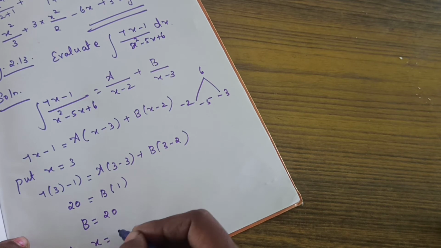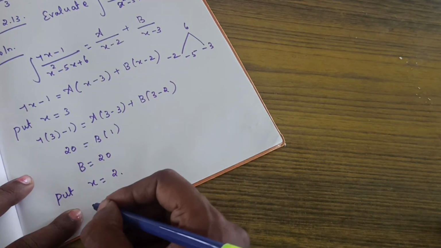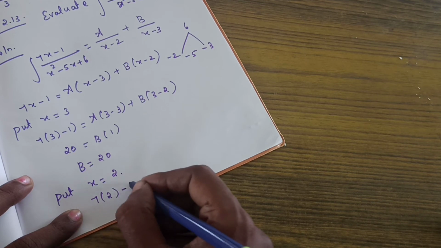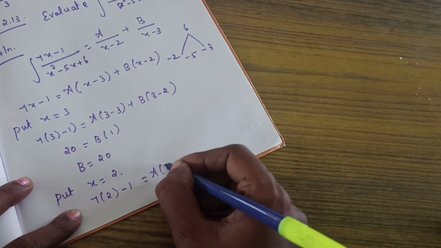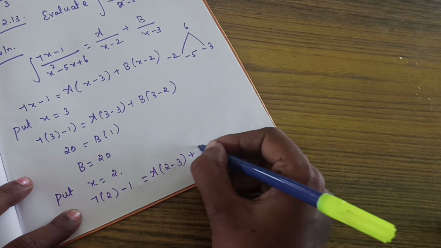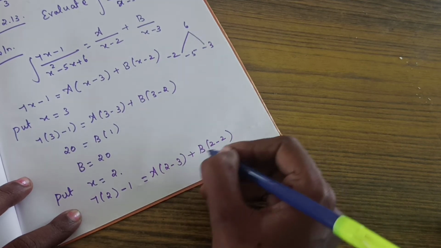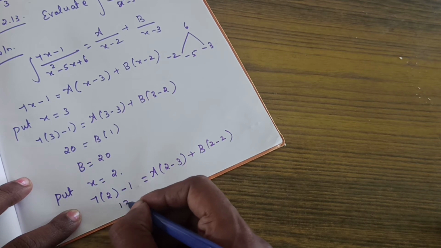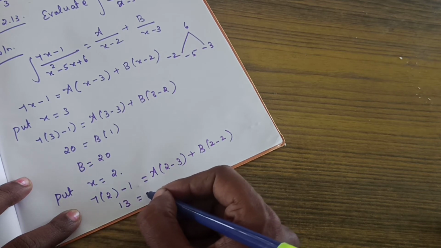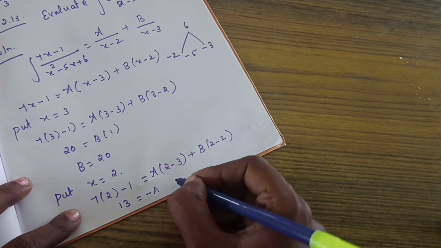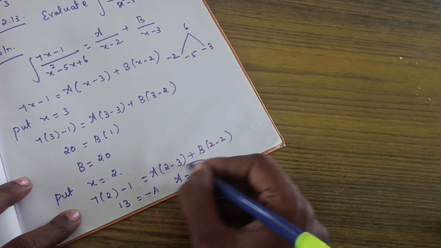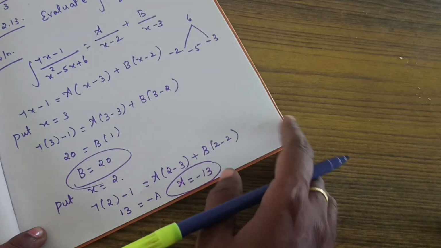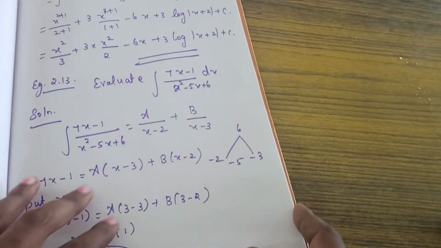Put x is equal to 2. When you are substituting, what will happen? 7 into 2 minus 1 is equal to a into 2 minus 3 plus b into 2 minus 2. So this term will become 0. So 7 into 2 means 14 minus 1 means 13 is equal to minus a. So a is equal to how much? Minus 13. b is equal to how much? 20. Okay. Now we can apply by using the integration.